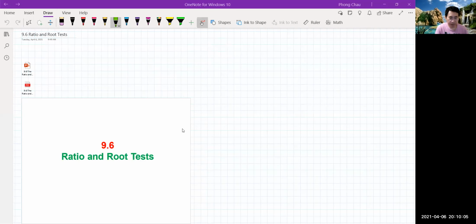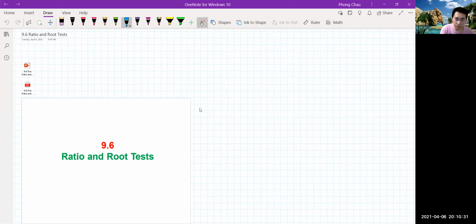This is 9.6, ratios in the root test. So far we have learned quite a few tests to determine whether a series converges or not. I'm going to review a quick one first, as this might be related to the test that we're discussing in this section.